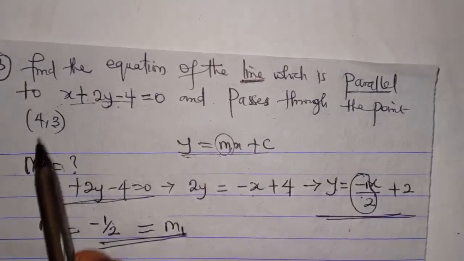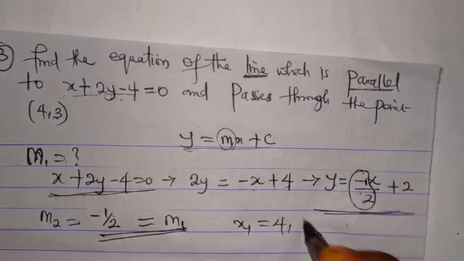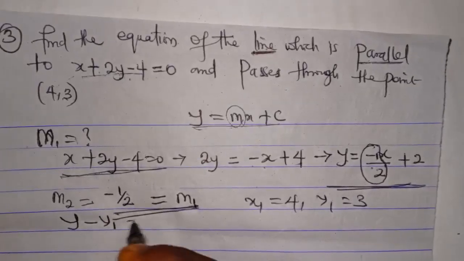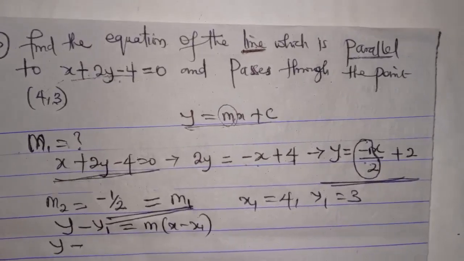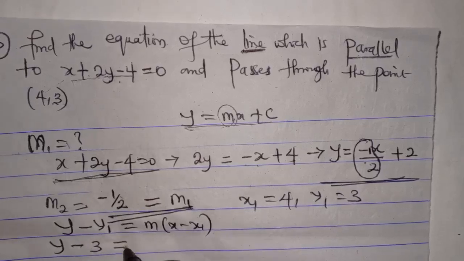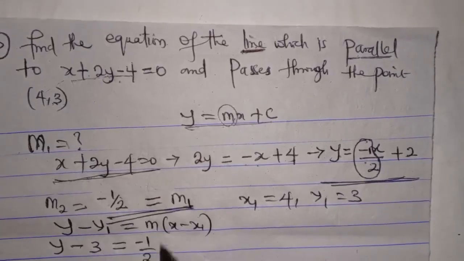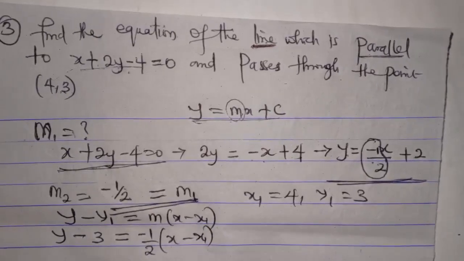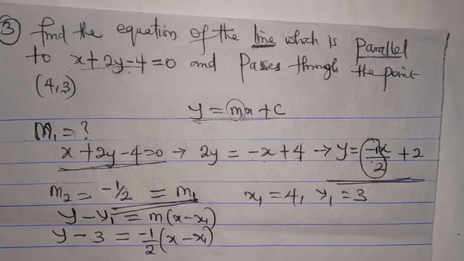The line passes through this point. Okay, so it means that x1 is 4, y1 is 3. So using the equation of a straight line that says y minus y1 is equal to m times x minus x1, it means that y minus y1, y1 is 3. What is m? m is m1, which is minus half, minus 1 over 2, x minus x1.